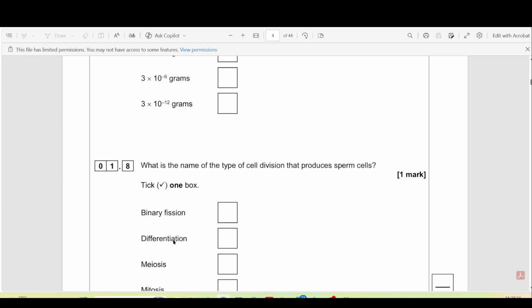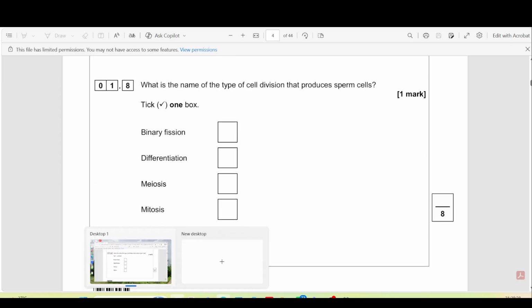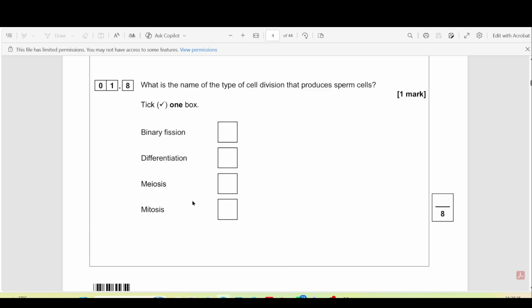What is the name of the type of cell division that produces sperm cells? Mitosis. Mitosis or meiosis. Meiosis. Okay. Yeah, in meiosis, the chromosome number gets halved. They reduce, and in mitosis, the cell duplicates.